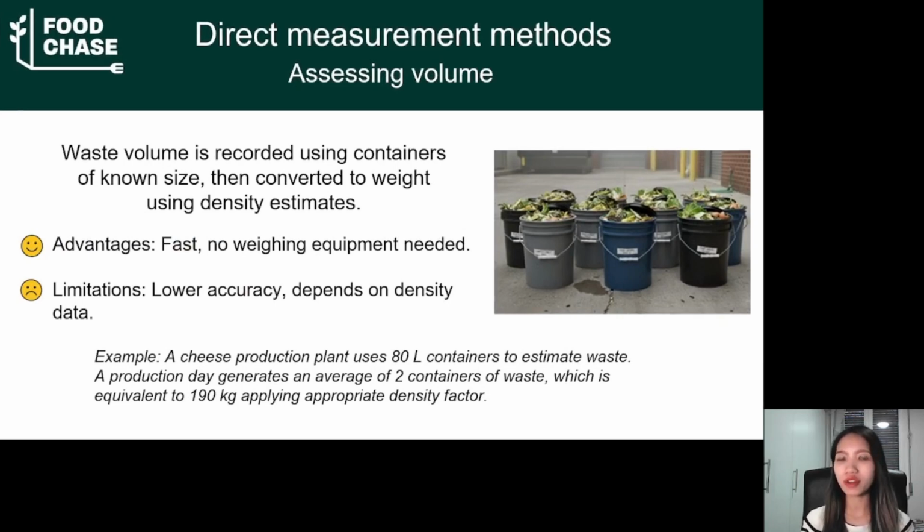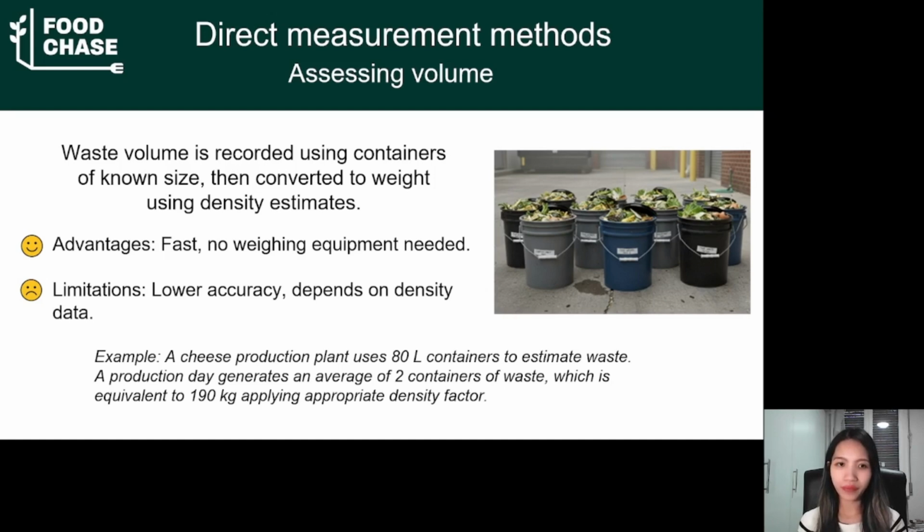When direct weighing is not feasible, you can opt for assessing volume. Here, waste volume is recorded using containers of known size. Then, depending on the kind of waste, you can leave it in volume units or you can convert it to weight using density estimates. This method is also very simple and fast, and it doesn't require any weighing equipment. However, it has lower accuracy and it depends on density data.